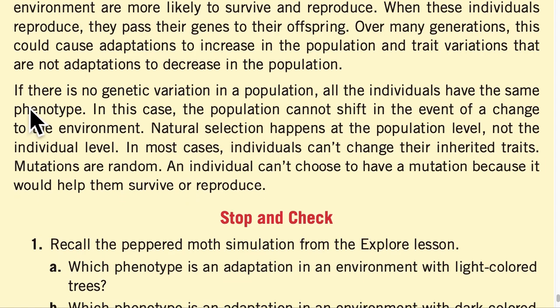If there is no genetic variation in a population, all the individuals have the same phenotype. In this case, the population cannot shift in the event of a change to the environment. Natural selection happens at the population level, not at the individual level. In most cases, individuals can't change their inherited traits. Mutations are random. An individual can't choose to have a mutation because it would help them survive or reproduce.